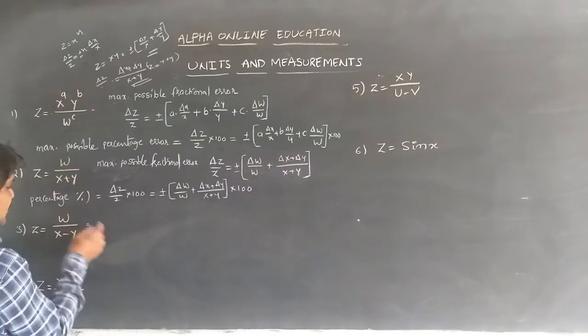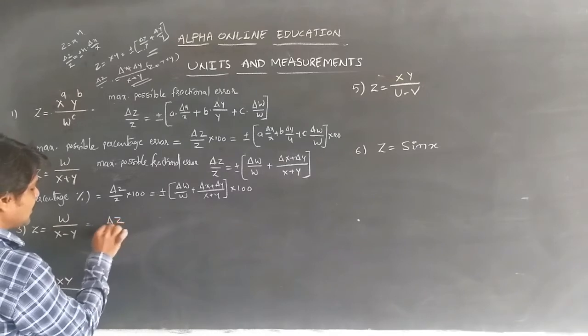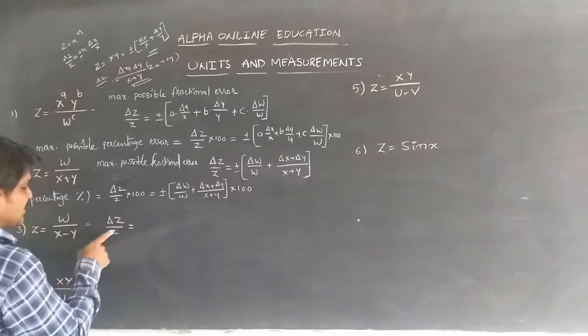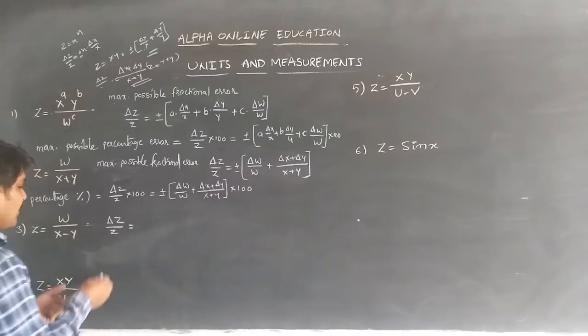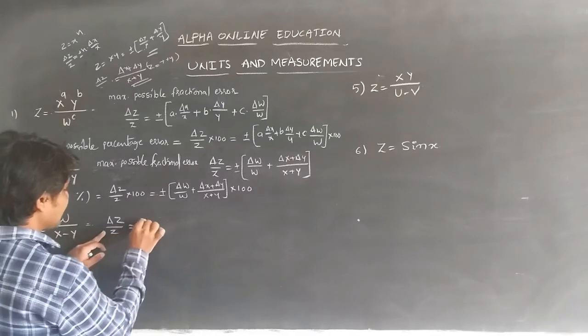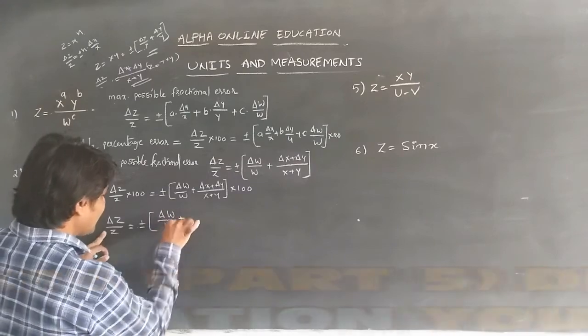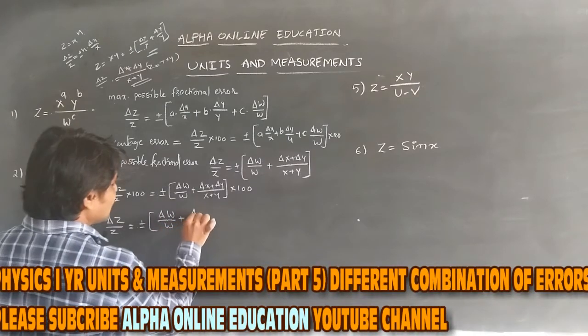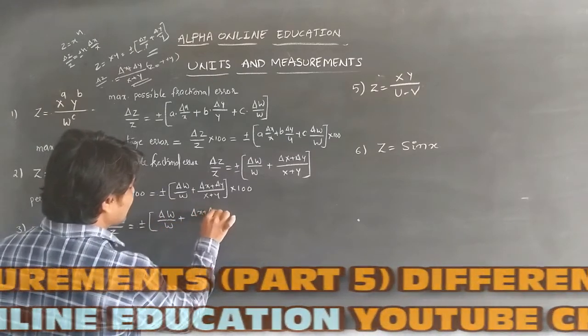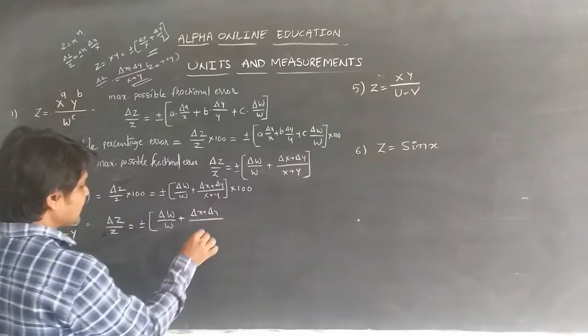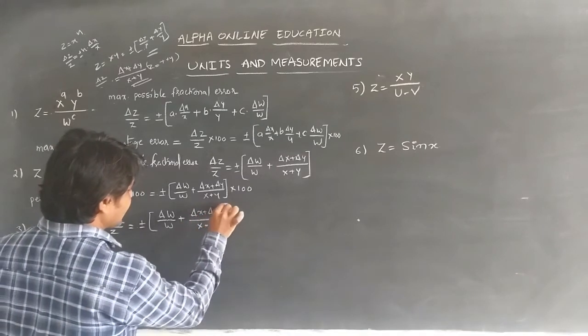So here also we can write that delta z by z, the maximum possible fractional error, is plus or minus of delta w by w plus delta x plus delta y by, here x minus y, so that's why here it is x minus y.